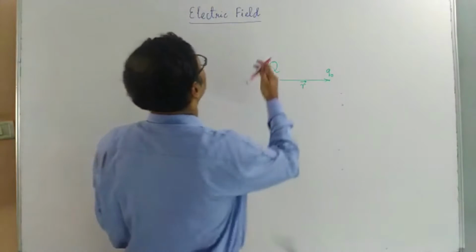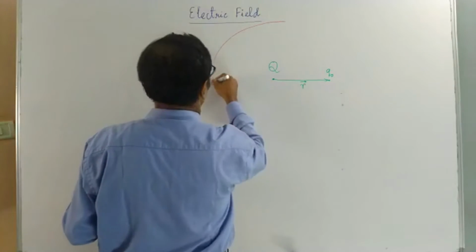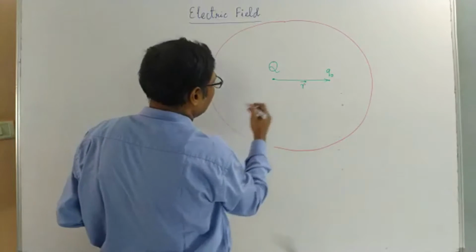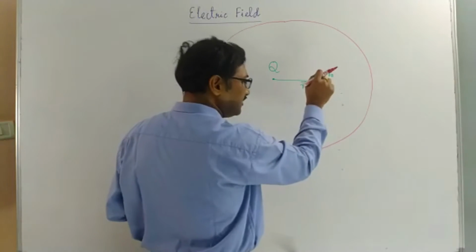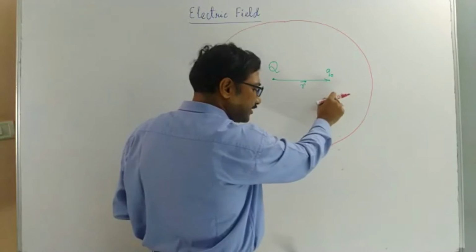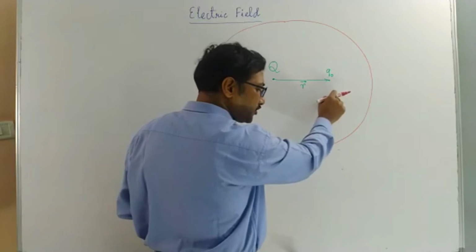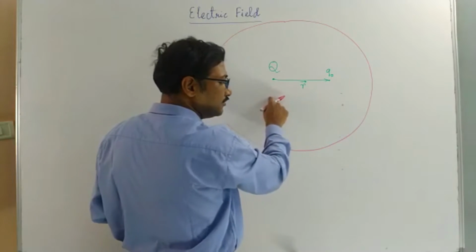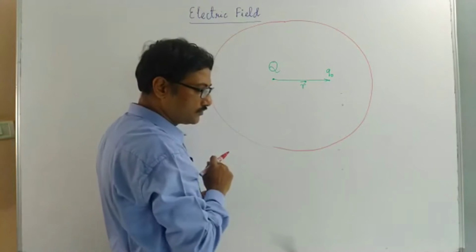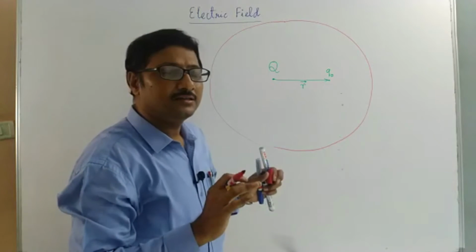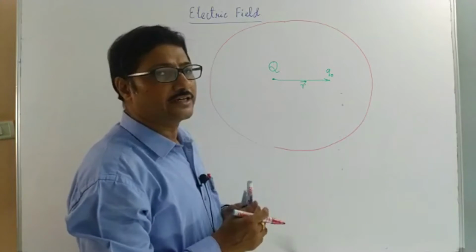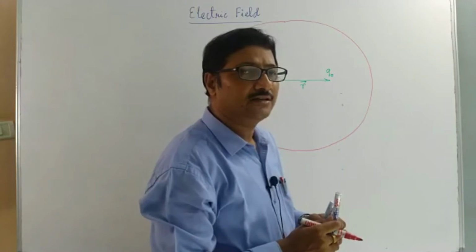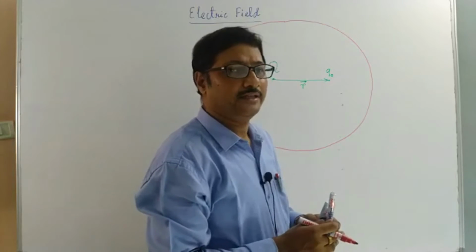Now the space surrounding this point charge Q, in which another charge Q0 experiences an electrostatic force of attraction or repulsion, is called the electric field produced by this point charge Q. This is actually the qualitative idea about the electric field, but we can also measure electric field or intensity of electric field quantitatively.